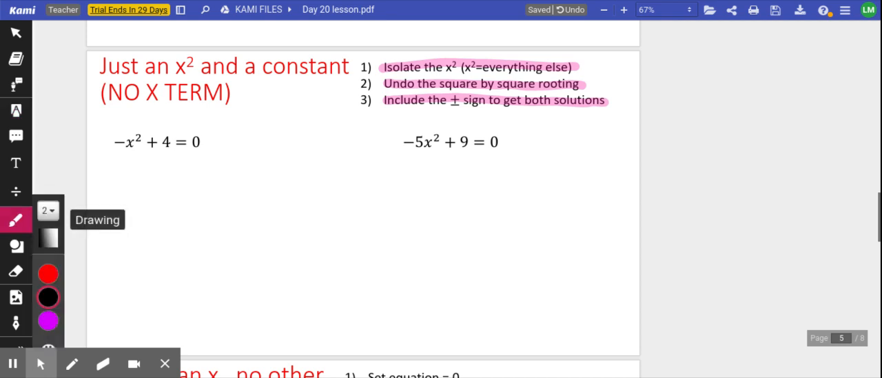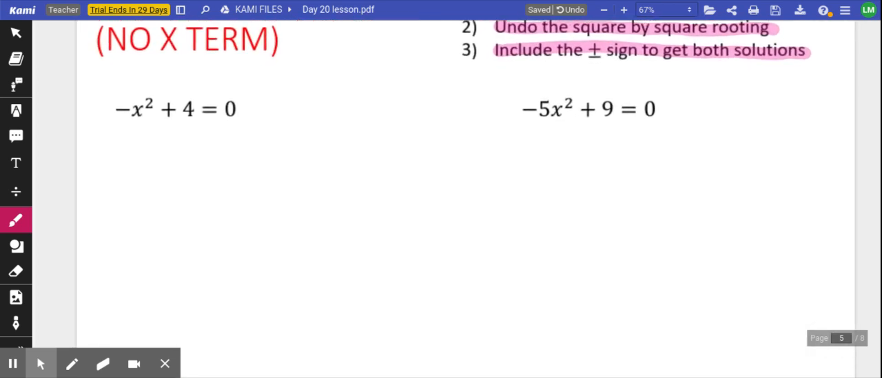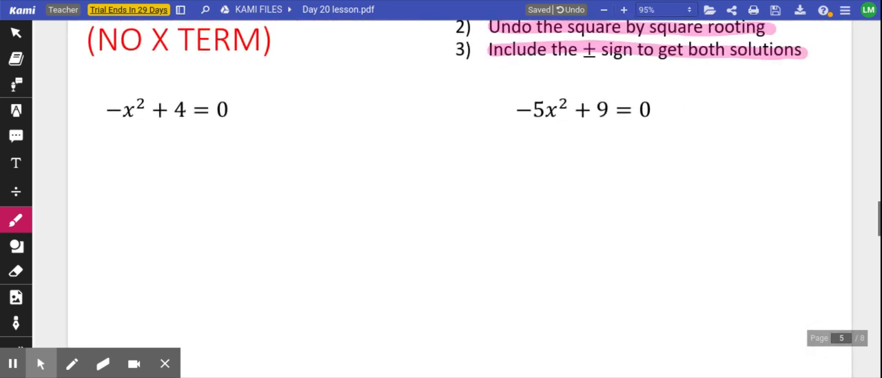All right, here we go. Let's take a look at this first one. We have negative x squared plus 4 equals 0. First, identify: is there an x term? No, there's not. We just have a negative x squared plus 4 equals 0. Now, to undo it by square rooting, we need to get the x squared on one side. So I'm going to move the 4 over to the other side by subtracting it. I get negative x squared equals negative 4.